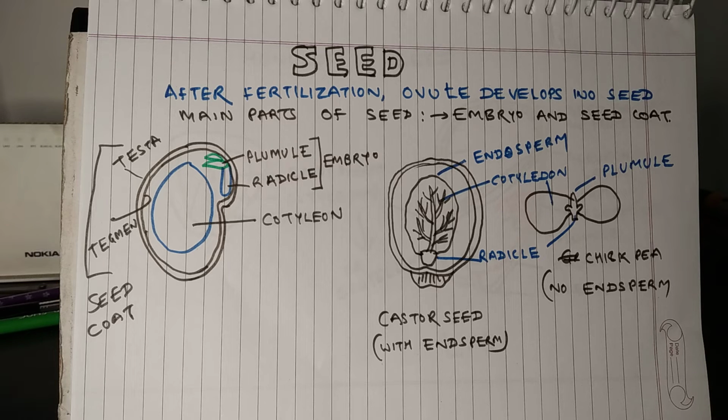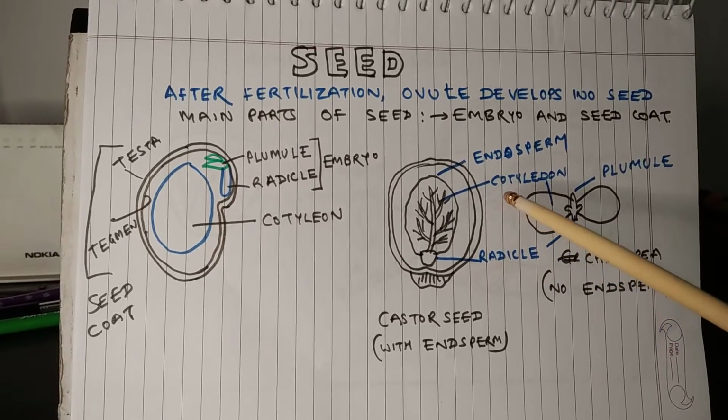In all the monocot seeds, endosperm is present. In most of the dicot seeds, the endosperm changes into cotyledons which supply food. So most of the dicot seeds are non-endospermic, but some dicot seeds are endospermic. For example, castor seed is an endospermic seed.